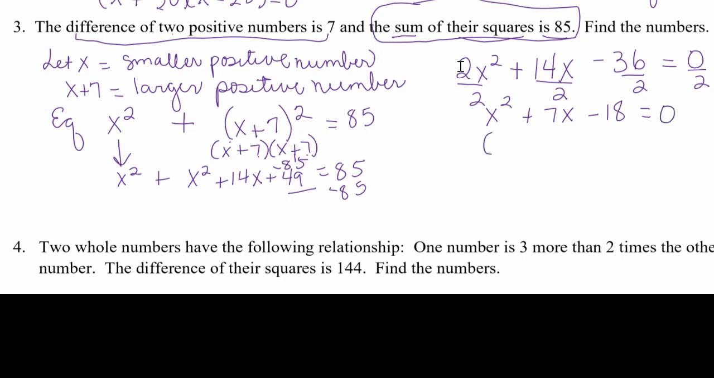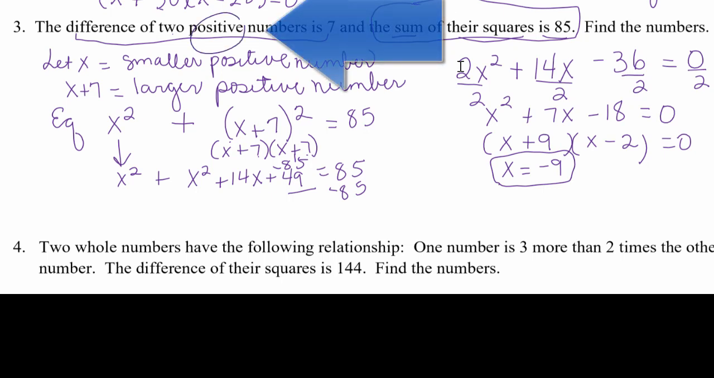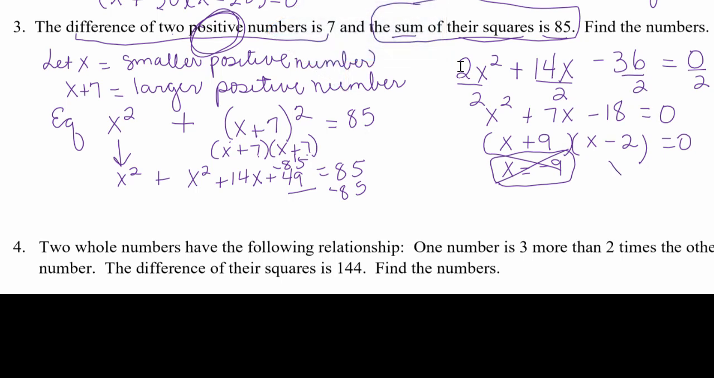Okay, and this factors: x plus 9, x minus 2 equals 0. And here we get x plus 9 equals 0. So here we're going to get that x equals negative 9. Can we keep that answer this time? Well, I'm going to remind you that the numbers were positive, right? So we cannot keep that. And this equation here gives us that x is 2. So our smaller positive number is 2.